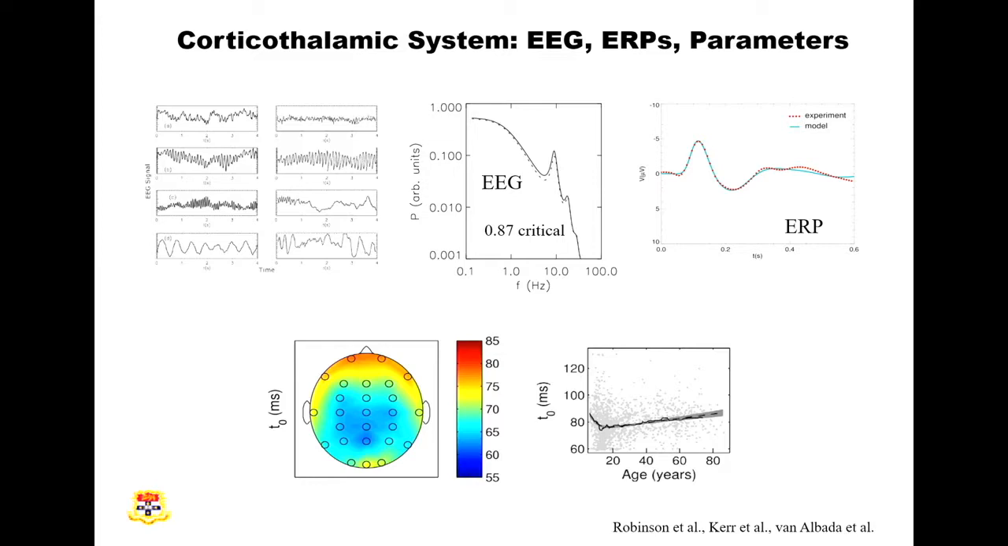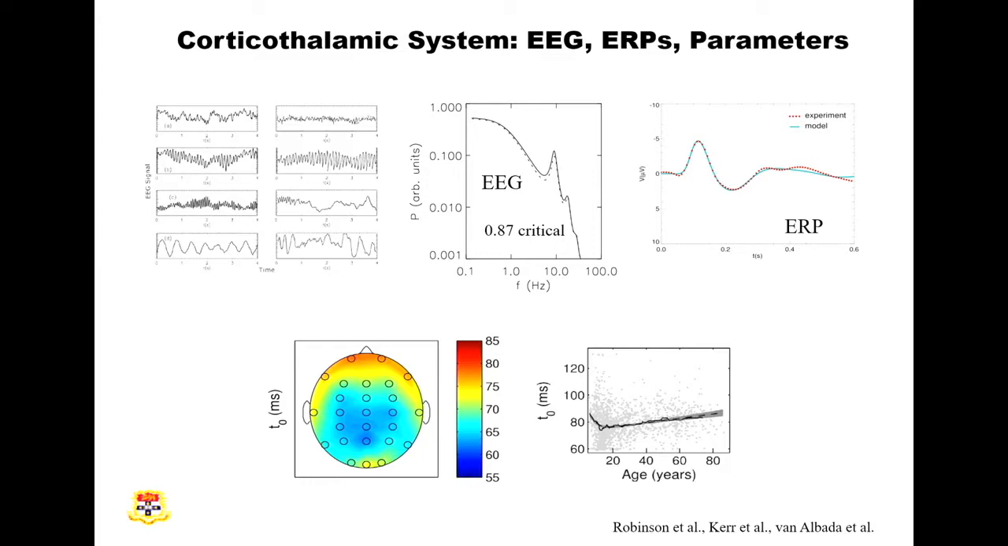If we're going to have 10 or so parameters, we'd better compare with more than one kind of data. So we looked at evoked response potentials, and again we get a good match for the similar parameters. And we can explain a lot of these features in terms of resonant frequencies and other features of the physics.